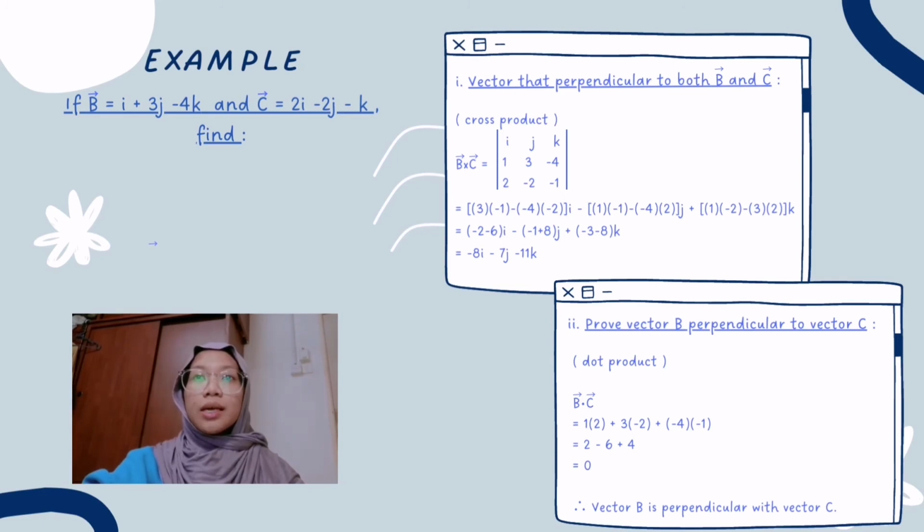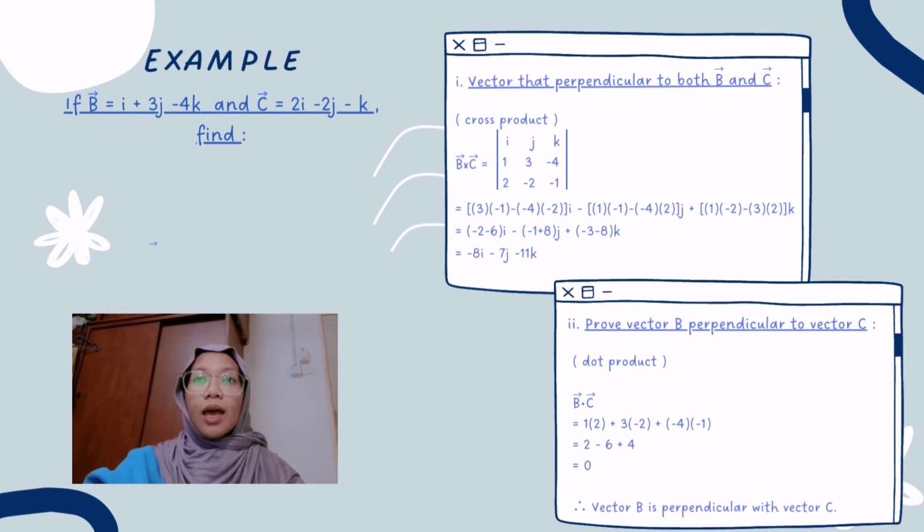So B cross C equals the determinant 3 by 3 of i, j and k, 1, 3, negative 4, 2, negative 2, negative 1. So put it in the bracket of i, minus bracket of j and plus bracket of k. We will get bracket of i, negative 2, negative 6, minus bracket of j, negative 1 plus 8, plus bracket of k, negative 2 minus 6... and the answer we will get is negative 8i minus 7j minus 11k.